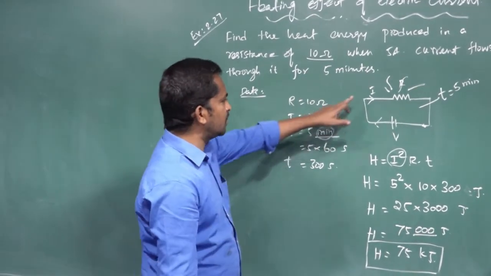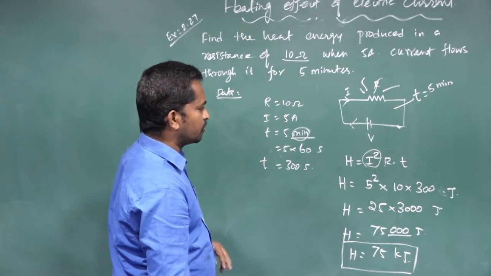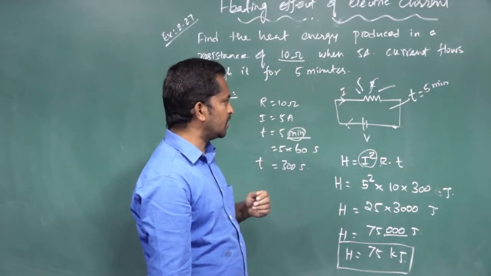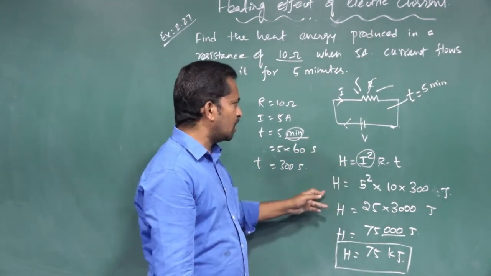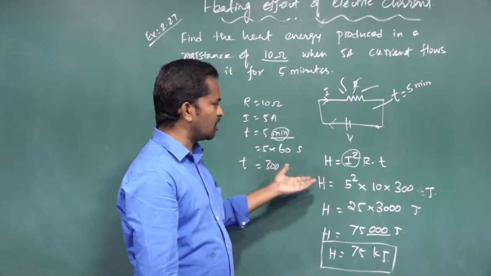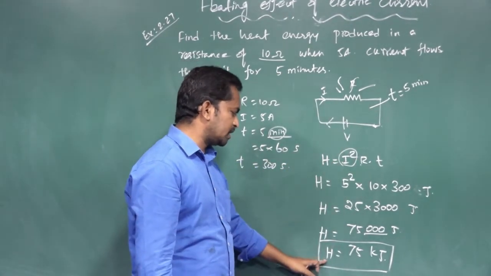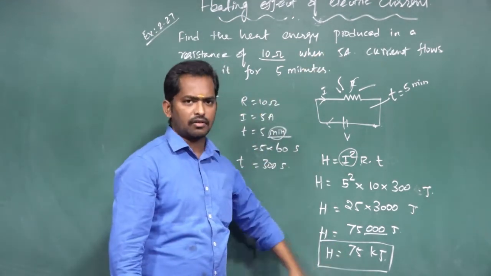You know well the I value, V value, and R value. So I want to calculate the power value. P is equal to V into I, so V into I gives the dissipated power, and H is equal to I square RT, or H is equal to V square by RT. Any one of the equations you can use. We use H is equal to I square RT. So the heat energy dissipated from, or produced in, the resistance is 75 kilojoule.